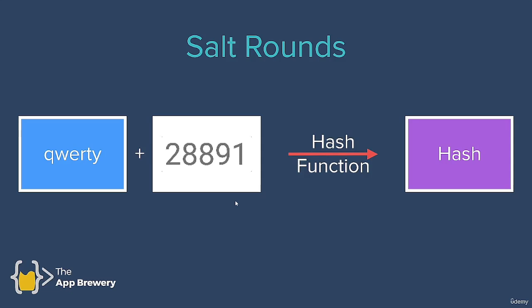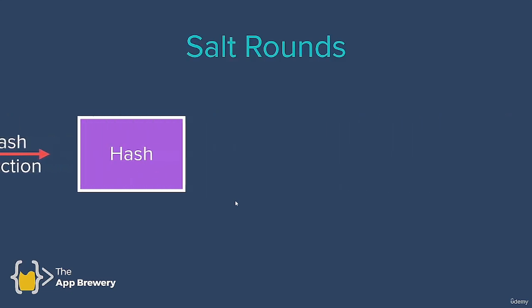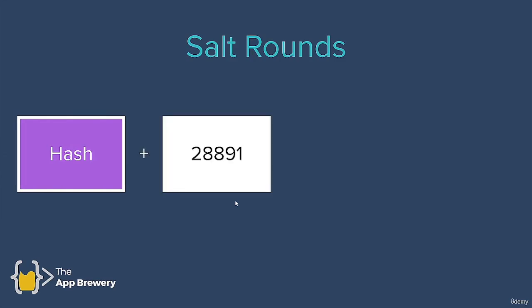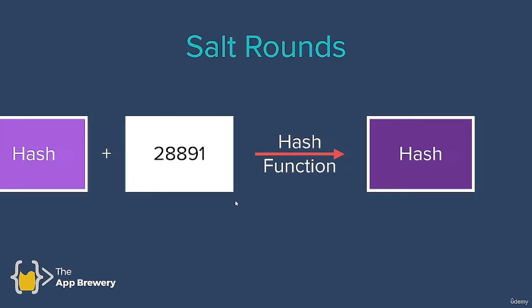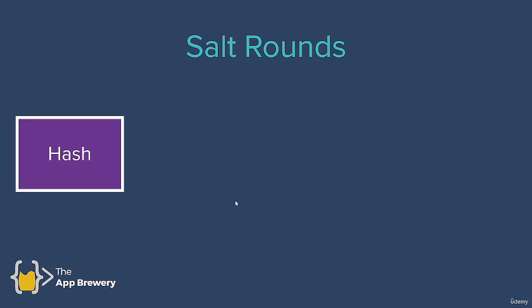If we wanted to have 2 rounds of salting, then we take the hash that was generated in round 1 and we add the same salt from before. And now we run it through bcrypt, the hash function, again, and we end up with a different hash. And the number of times you do this is the number of salt rounds.